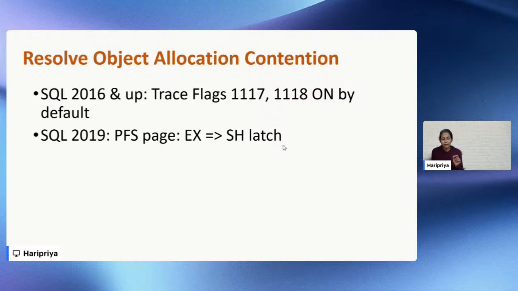You will only see GAM and SGAM page in your result set. So, and that helped a lot. With the 2019 version, there's no PFS page contention, but you will still see GAM and SGAM page because on the PFS page, they updated the latches to shared latches. They can all share the latches, the operations.